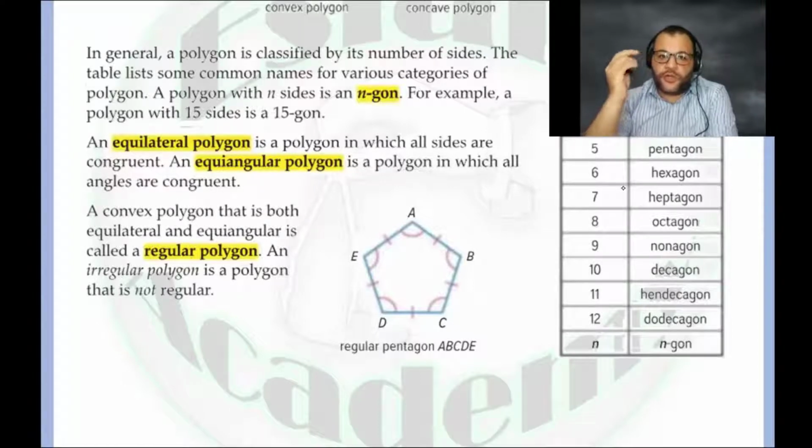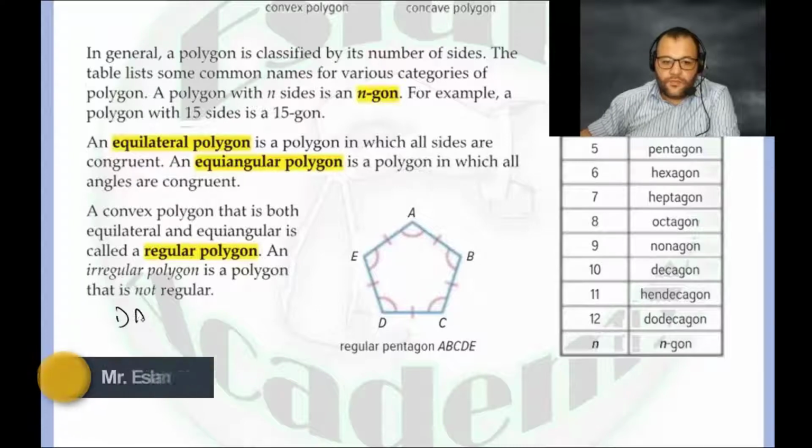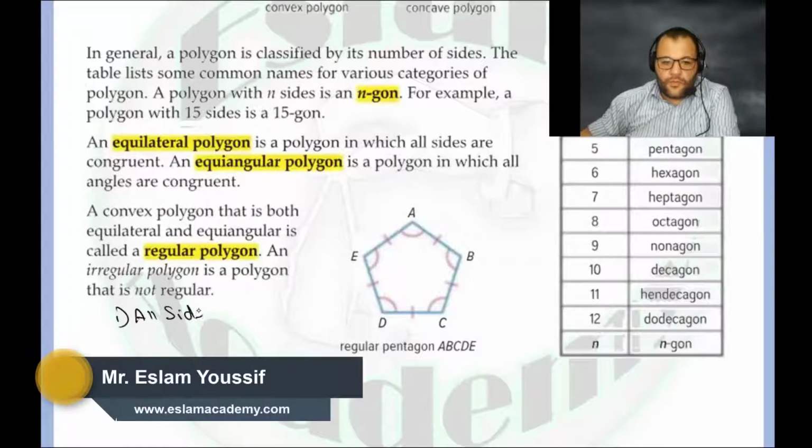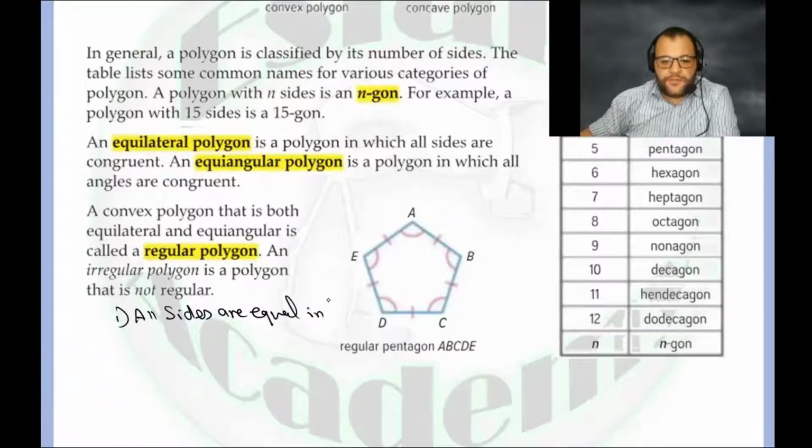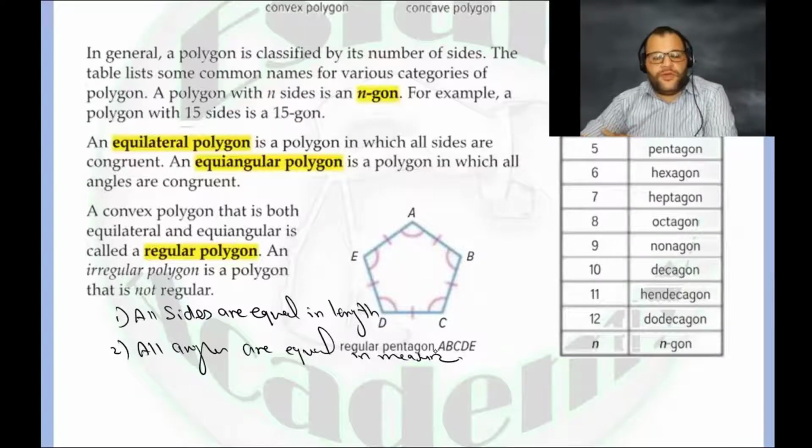So what is the meaning of regular polygon? A regular polygon is one where all sides are equal in length, or congruent, and all angles are equal in measure. Any problem? Okay.